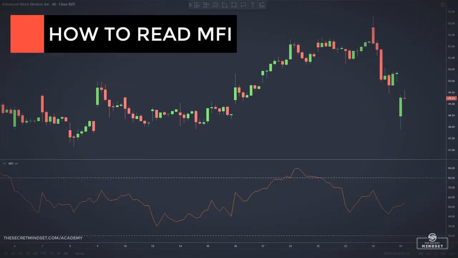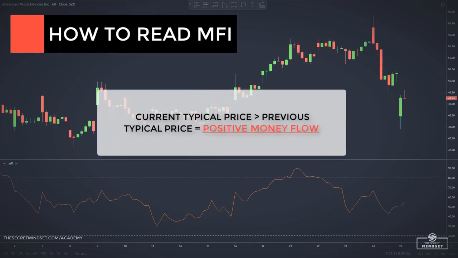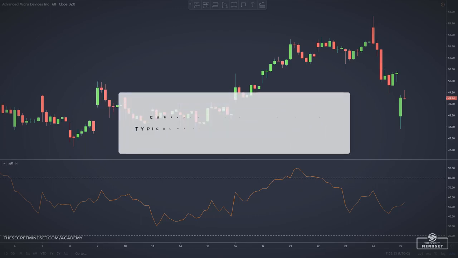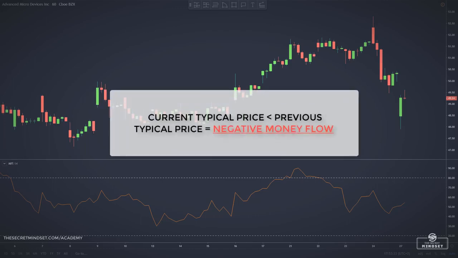So how to read the money flow index? When current typical price, meaning the high, low and close divided by 3, is higher than the previous typical price, it is considered positive money flow. When current typical price is lower than the previous typical price, it is considered negative money flow.